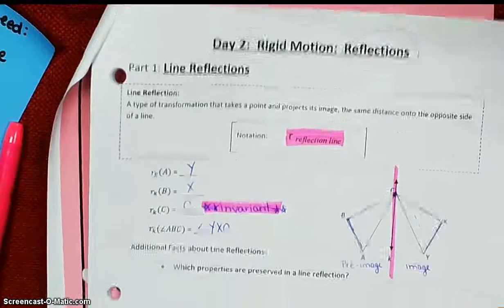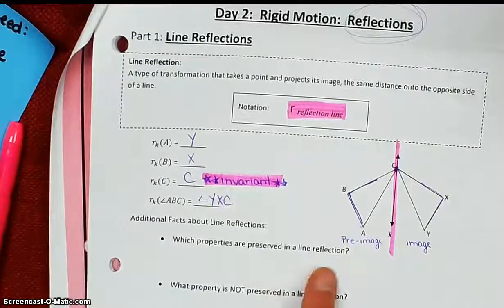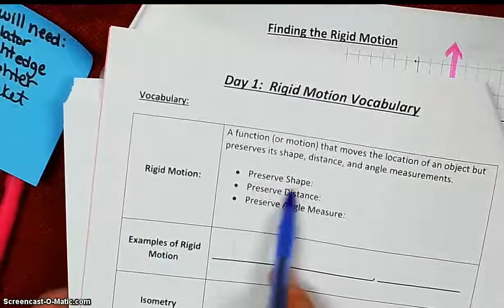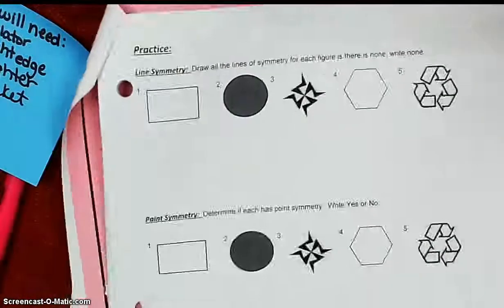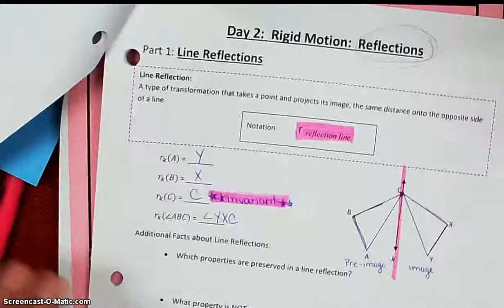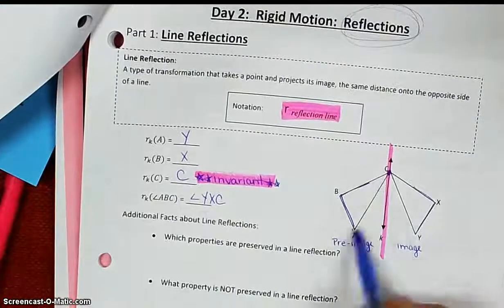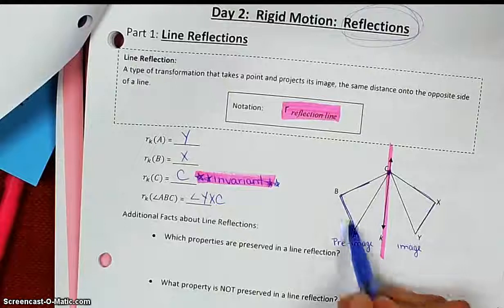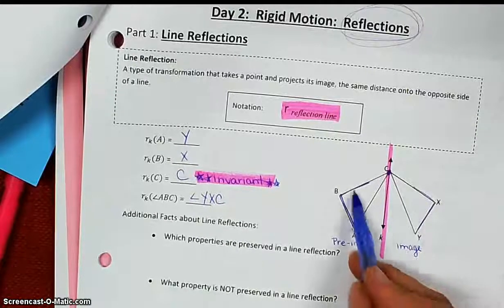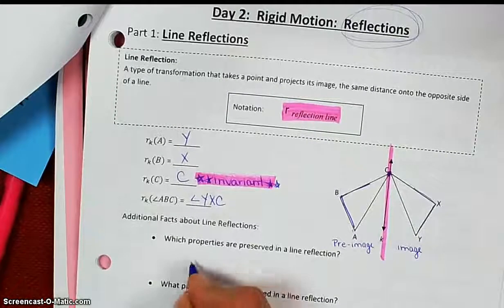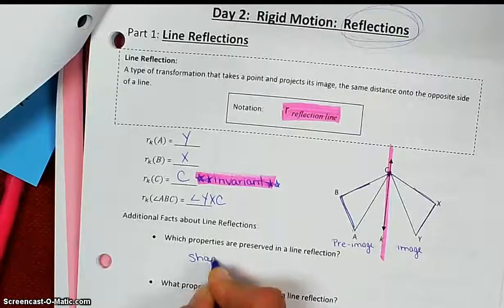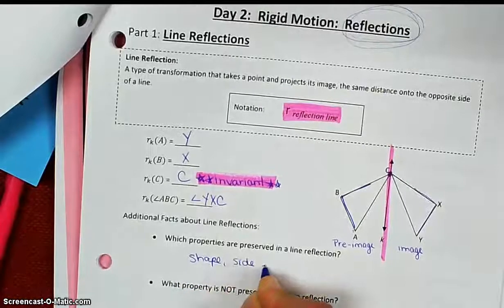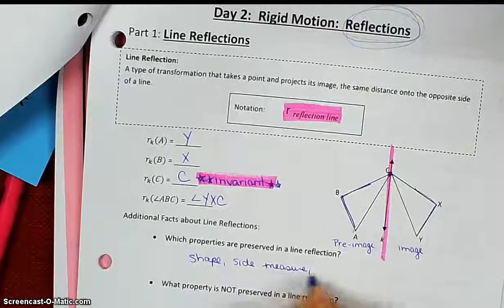So what properties have been preserved in this line reflection? So remember, we talked about things that were preserved in our lesson yesterday. So we can preserve shape, distance, and angle measure. So if we look at those three, which ones have we preserved here? Well, have we preserved the shape? Yep. Have we preserved the distance, the side measures? Yep. And did we preserve the angle measures? Everything is the same. So we are going to preserve shape, side measure, and angle measure.